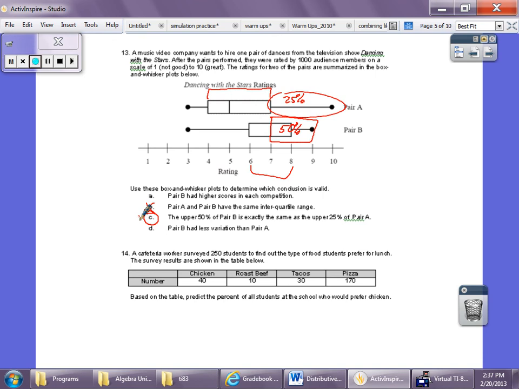14. The cafeteria workers surveyed 250 students to find out the type of food students preferred for lunch. We have our results. Based on the table, predict the percent of all students at school who would prefer chicken. Well, chicken is 40. Here's chicken, 40 out of 250.